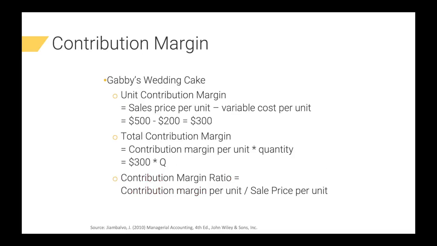The unit contribution margin would be $500 minus $200, which equals $300. The total contribution margin equals $300 times the quantity. Therefore, the contribution margin ratio would be the contribution margin per unit divided by the sales price per unit.